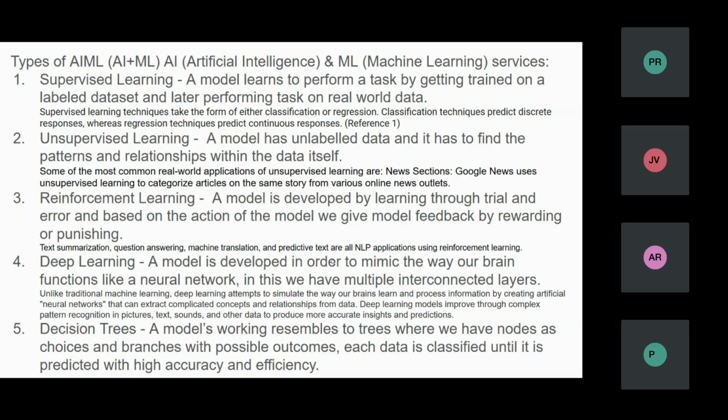The fifth category is decision trees. The model's working resembles a tree, where we have nodes as choices and branches with possible outcomes. Each data point is classified until it is predicted with high accuracy and efficiency. Decision trees are used to predict the outcome of events or help us in the decision making process. A decision tree comprises root nodes, internal decision nodes, and based on the decision, the leaf nodes contain the result.